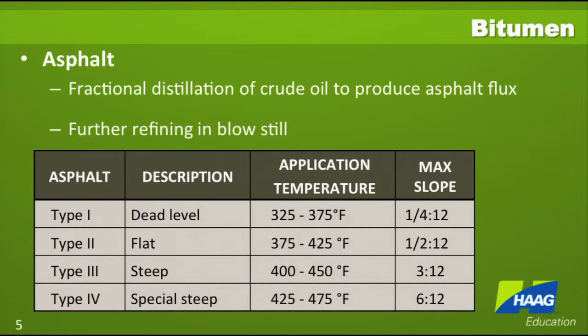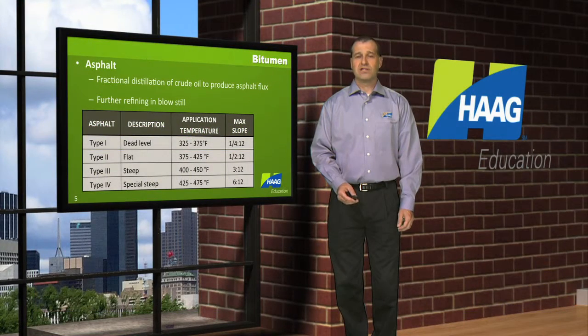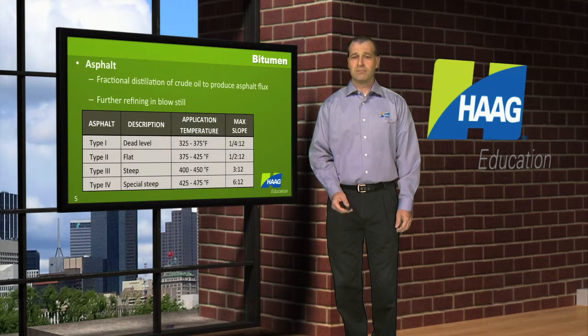The most common waterproofing bitumen that's used in built-up roofing is asphalt. Asphalt is produced from crude oil, and the fractional distillation process produces a material known as asphalt flux. By further refining in a blow-still operation, they can make the asphalt into 4 grades of roofing quality asphalt. Type 1 is known as dead level asphalt, and this can be used on roofs that are anything from flat to up to 1/4 inch per foot.